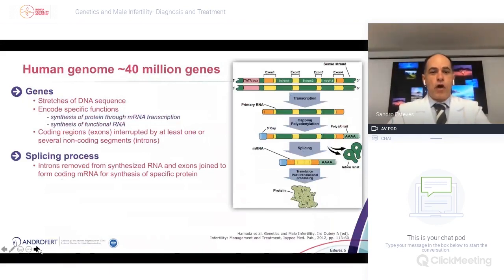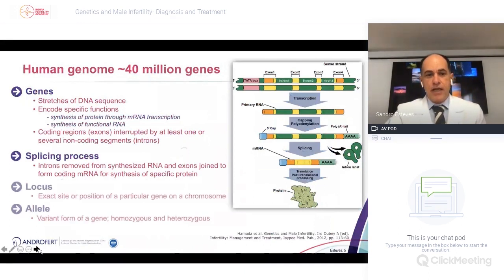What we call the locus is the exact site or position of a particular gene on a chromosome, and the allele is a variant form of a gene. If we have two similar alleles, we say that the gene is in homozygosis, and if we have different alleles, then we say that the gene is in heterozygosis.